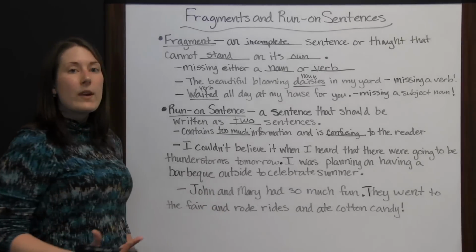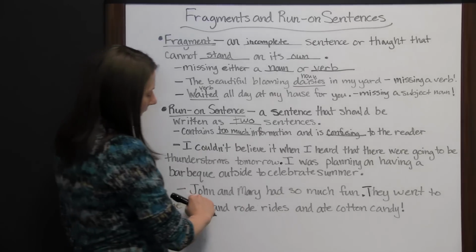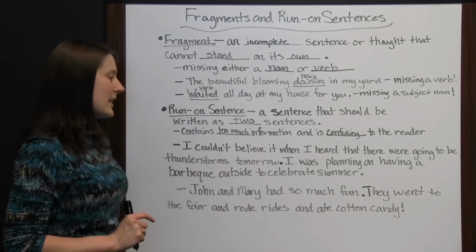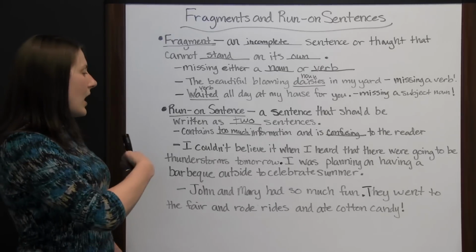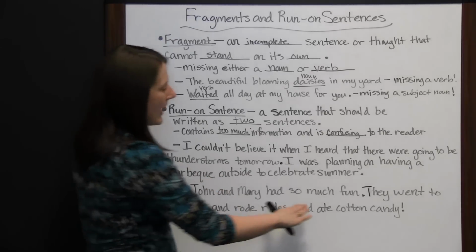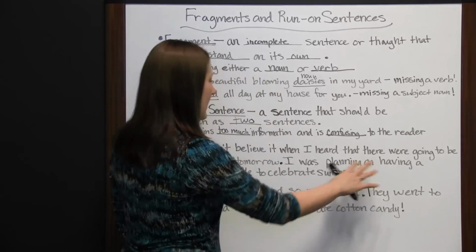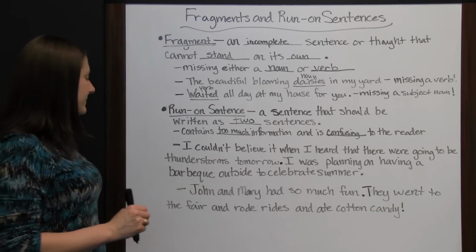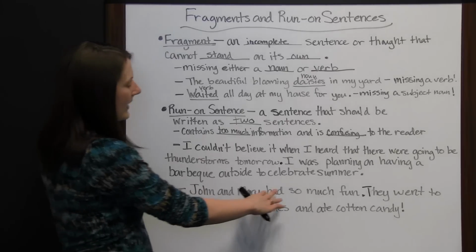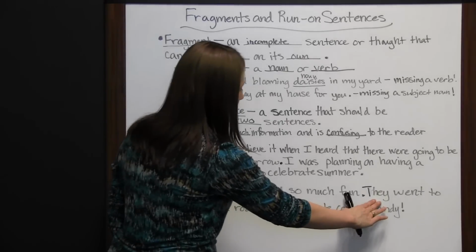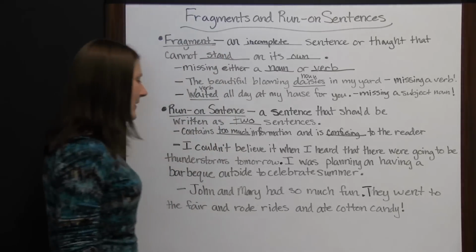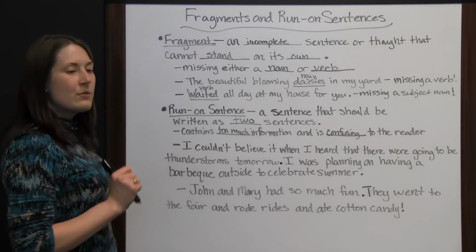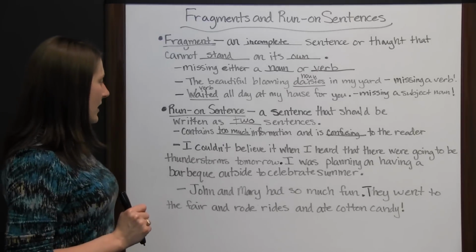So now, we have two complete thoughts. First, we're saying they had fun, and then we're saying how they had fun. And we didn't keep it a run-on sentence to where we had this pronoun in the middle of this sentence, making it sound a little confusing. We have John and Mary having fun, and then they went to the fair and rode rides and ate cotton candy. So we split it up into two sentences that are easier to understand.